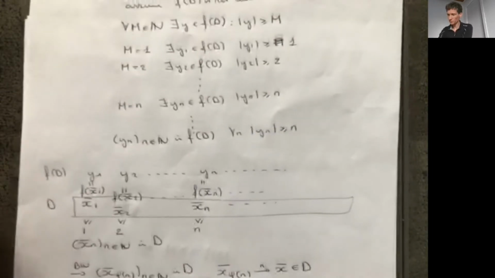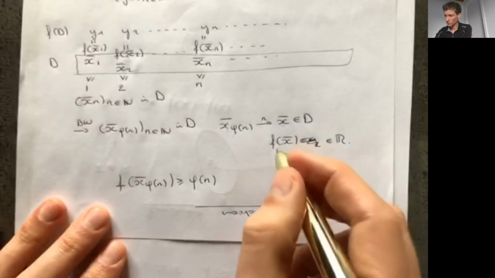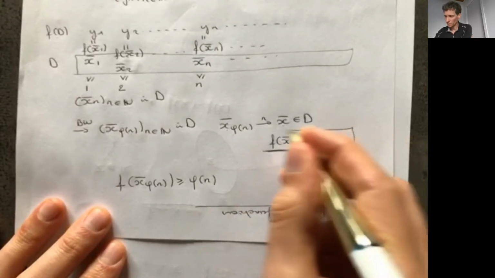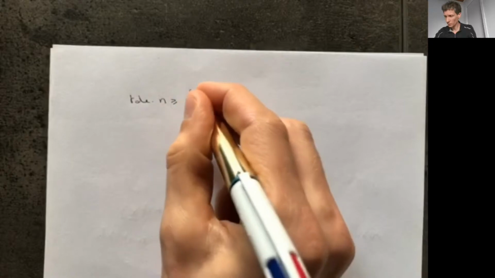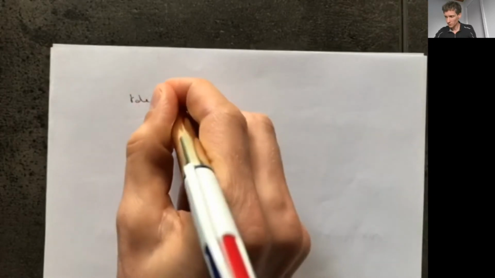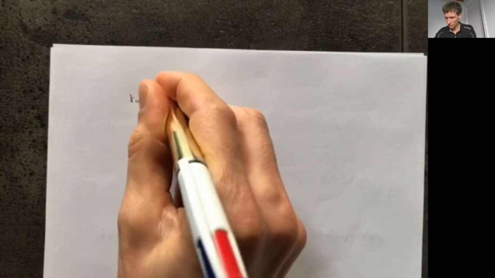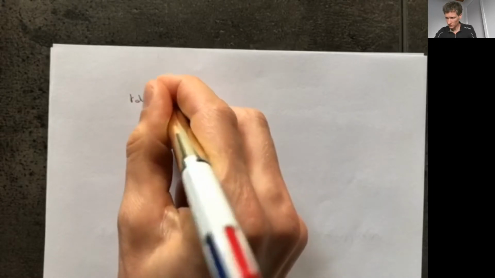So what do we do now? This gives us a value, a number in R. So this is a value, right? So take n greater or equal to f of x, and in particular take n, let's call this big N. So we take a value big N that's greater or equal to f of x.